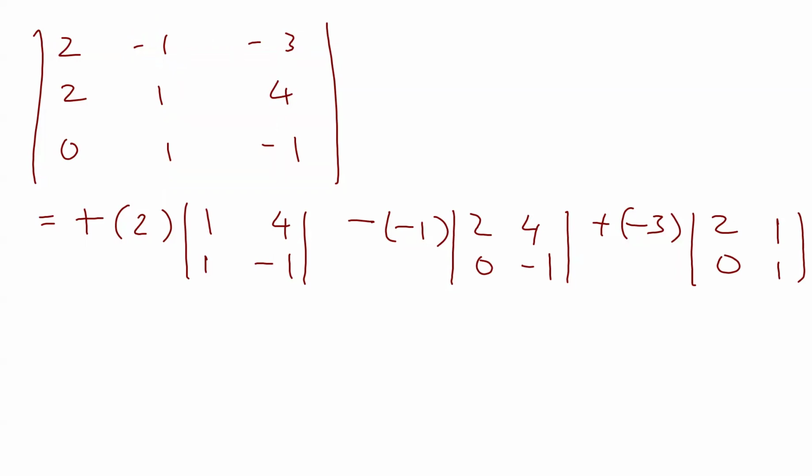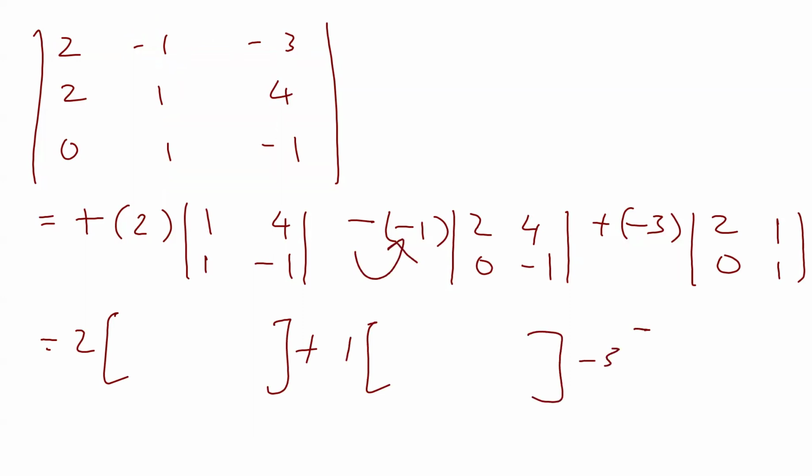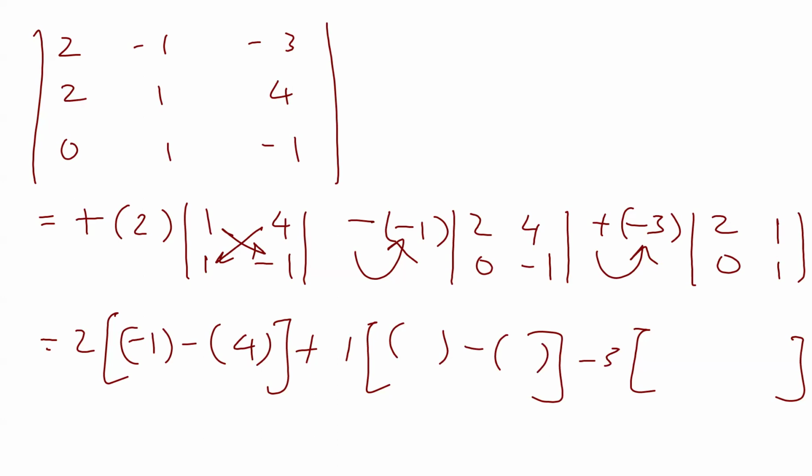2 1 0 1. Okay, let's solve this. 2 bracket plus 1, because minus into minus is plus. And this is minus 3 plus into minus. So 1 into minus 1 is minus 1, minus 4 into 1 is 4. Bracket minus bracket. 2 into minus 1 is minus 2. 4 into 0 is 0. 2 into 1 is 2, minus 1 into 0 is 0. So 2 into minus 5.